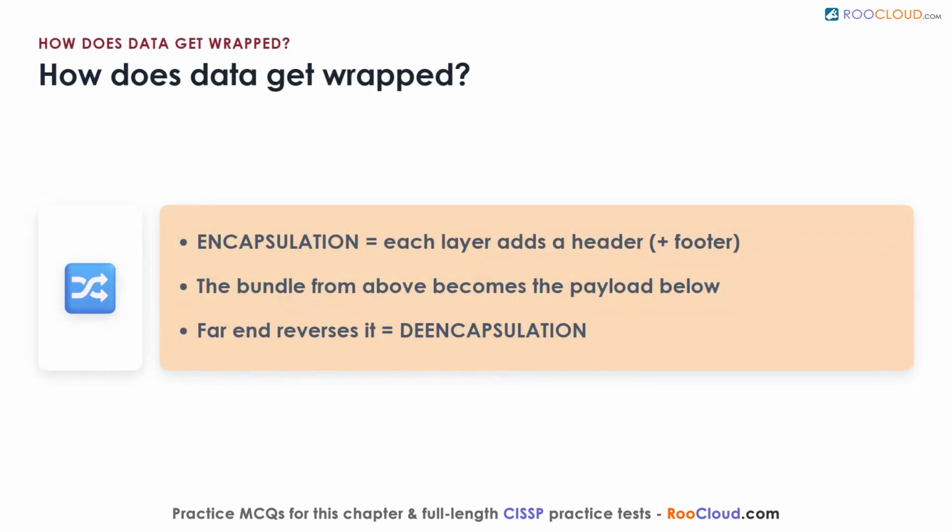How does data get wrapped as it travels down? Through a process called encapsulation. As your message descends, each layer adds its own header and sometimes a footer around what it received from above. The whole bundle from the layer above simply becomes the payload of the layer below. On the far end, the reverse happens, and each layer peels off its own wrapper. That unwrapping is called de-encapsulation.